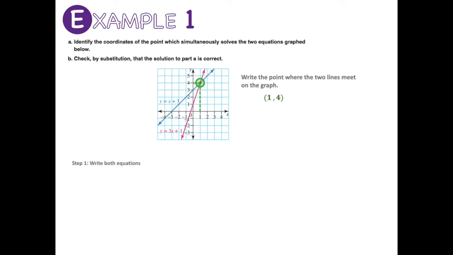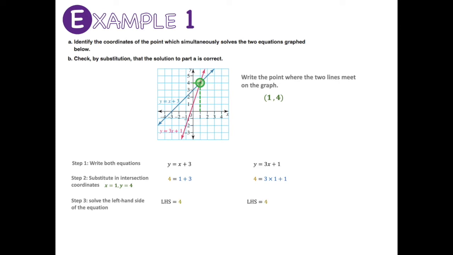So step 1, we're going to write both equations. y equals x plus 3 and y equals 3x plus 1. Now we want to substitute in our values, x is equal to 1, y is equal to 4, into both equations. So my first equation is going to be 4 equals 1 plus 3. And my second equation is going to be 4 equals 3 times 1 plus 1. Now I want to solve the left-hand side of my equations. Left-hand side is equal to 4, left-hand side is equal to 4.